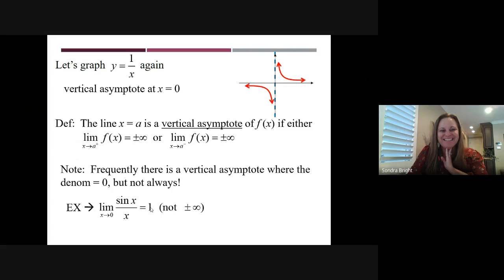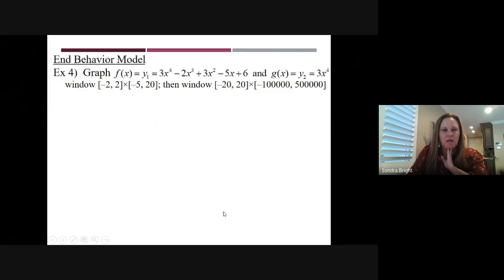Okay. Let's talk about some end behavior models. Be careful on that. Don't just assume that since you're dividing by 0 that it's a vertical asymptote, because that doesn't always happen. All right, I want you to put in your graphing calculator under y1.